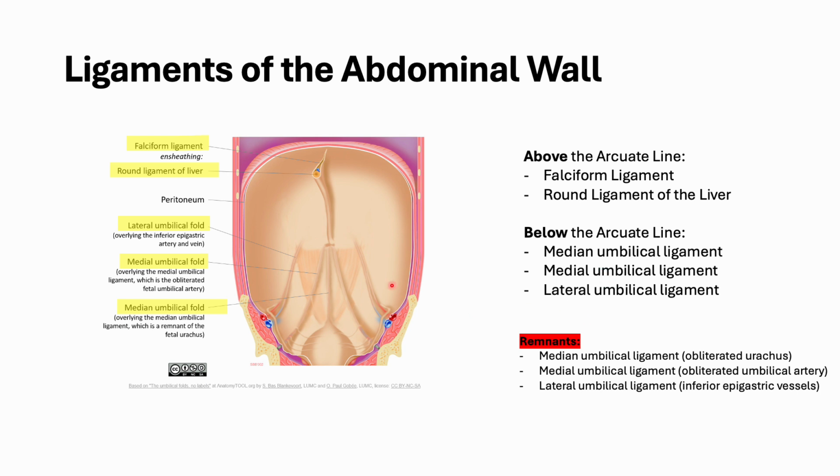And then really important to know about the remnants. The median umbilical ligament has a really big role. It was the obliterated urachus. For the medial, I think of medial umbilical artery. So that's the obliterated umbilical artery, and then the lateral umbilical ligament is the inferior epigastric vessels.